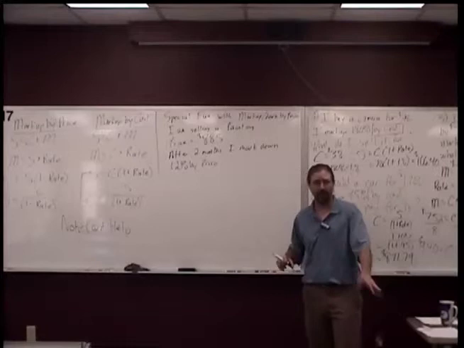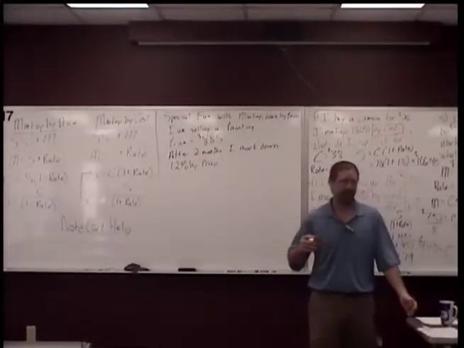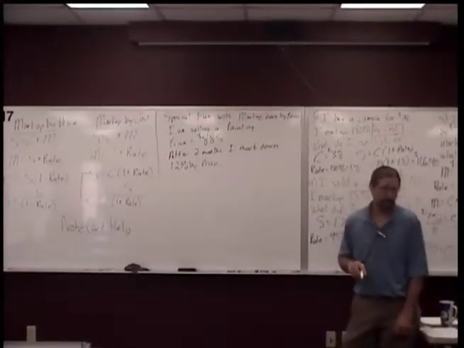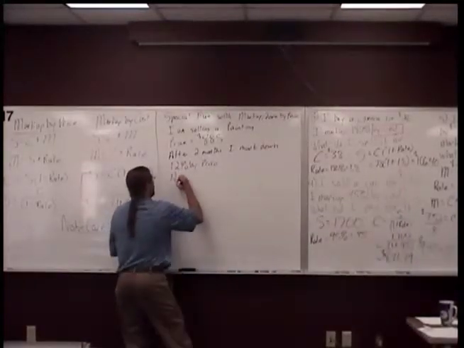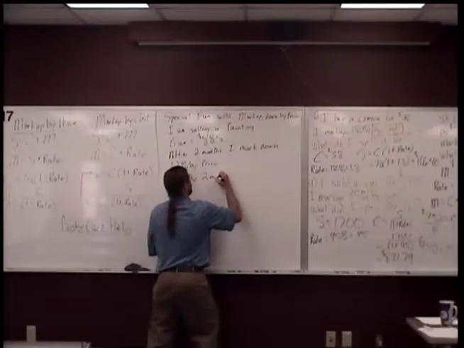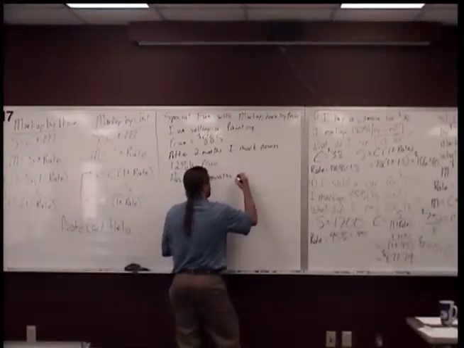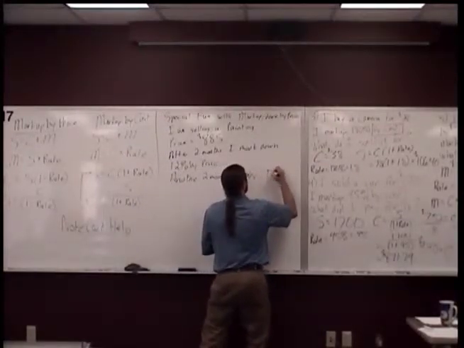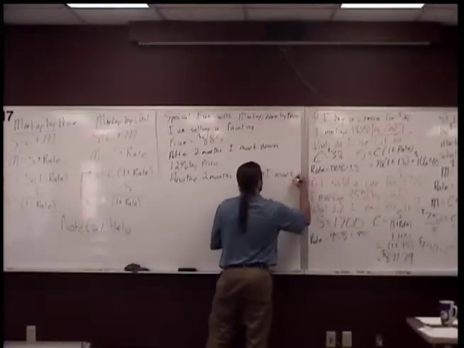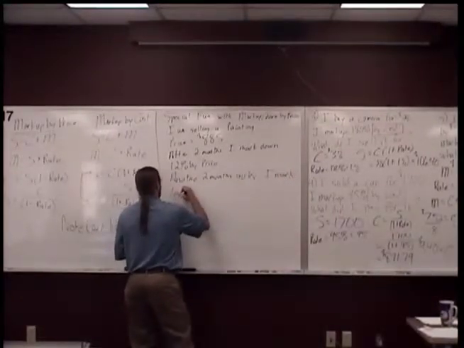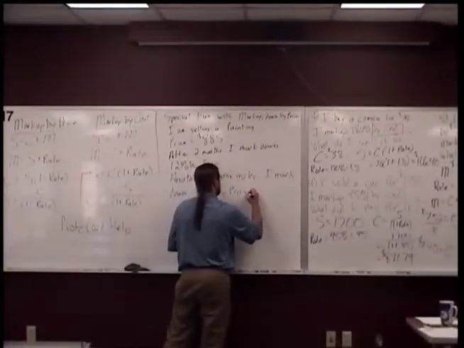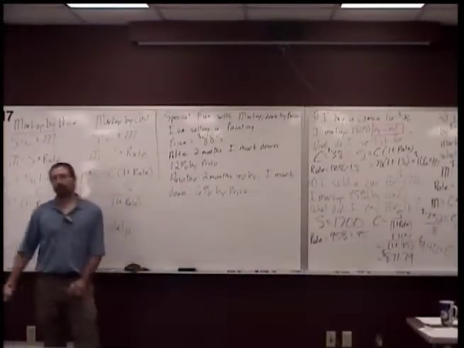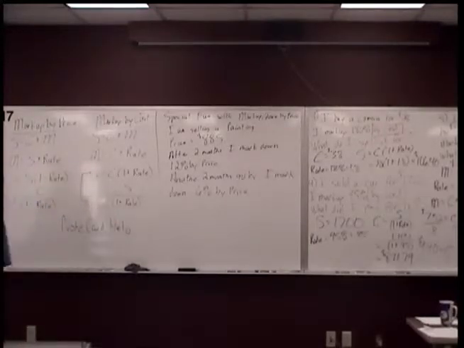Let's assume that another 2 months goes by. I still don't sell the painting. What am I going to do? So another 2 months goes by, so I better mark it down again. This time I do it 6% by price. So half as much as I did the first time, percentage-wise.